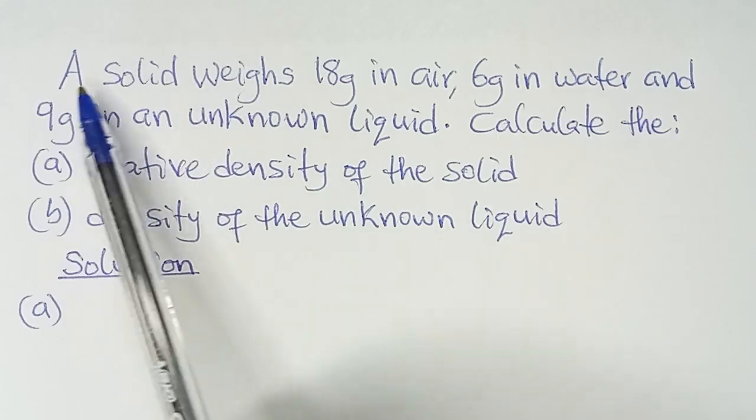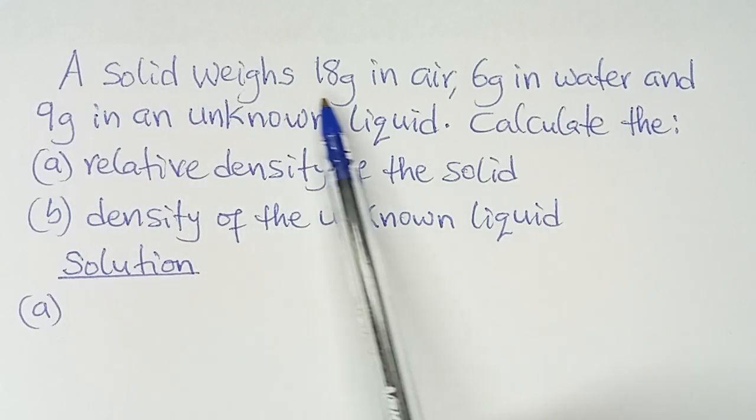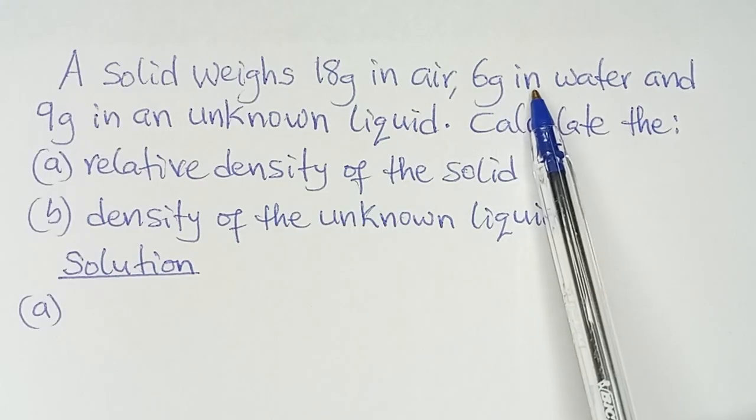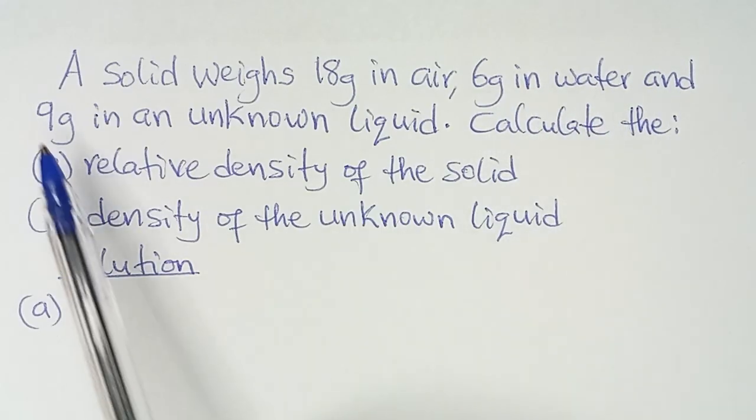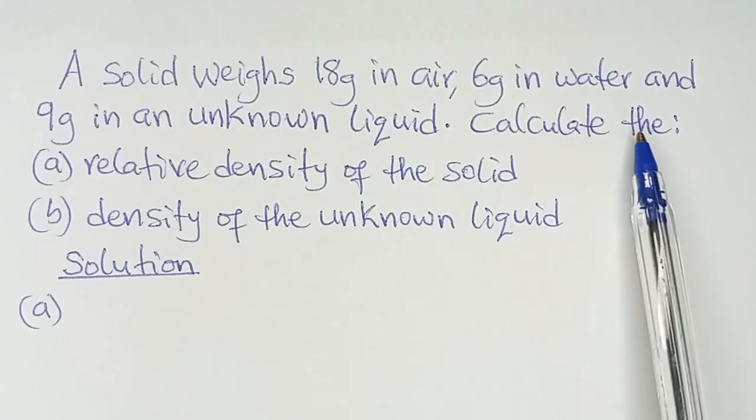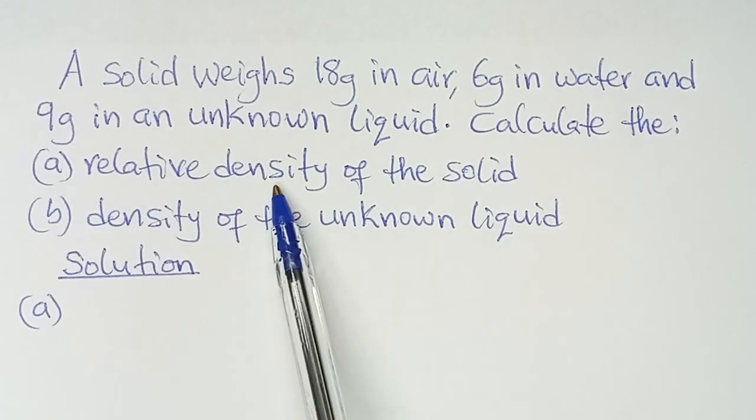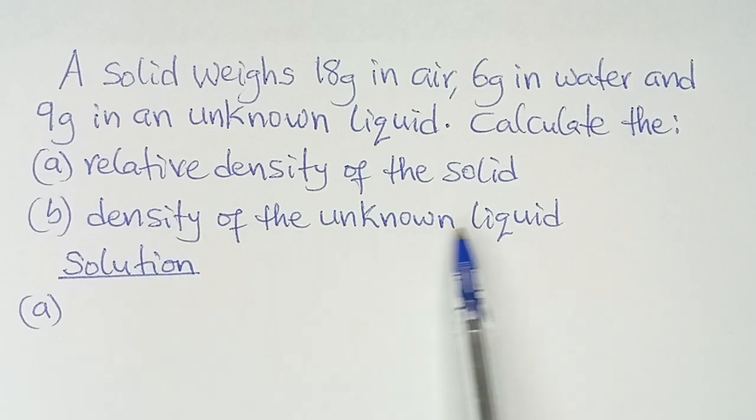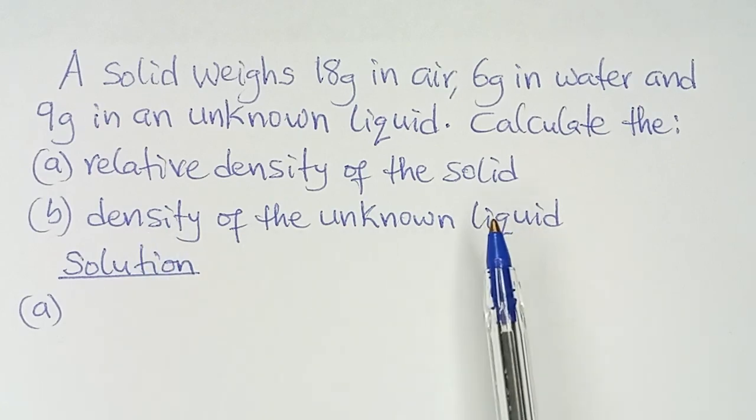The question I have here says a solid weighs 18 gram in air, 6 gram in water, and 9 gram in an unknown liquid. Calculate A, the relative density of the solid, and B, the density of the unknown liquid.